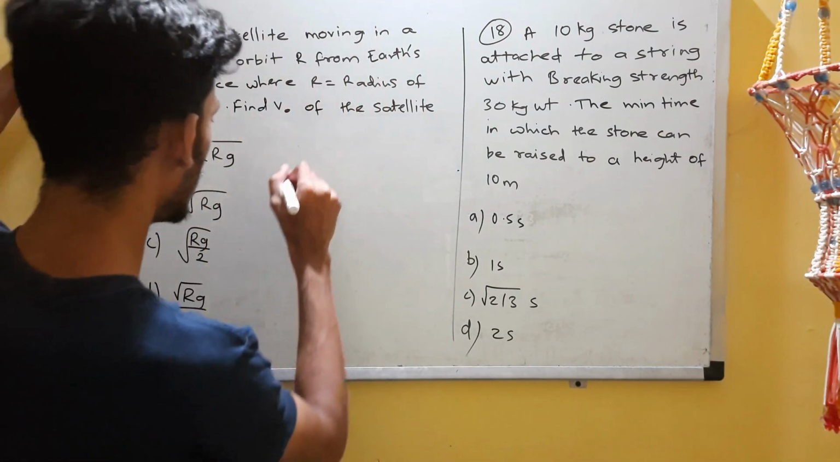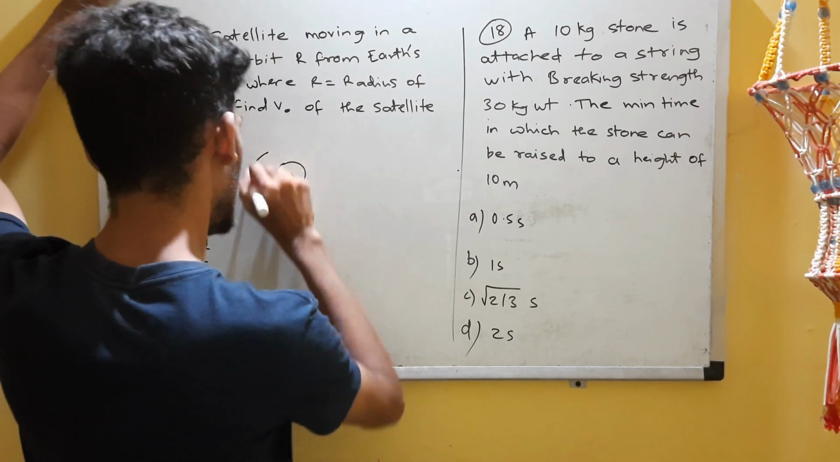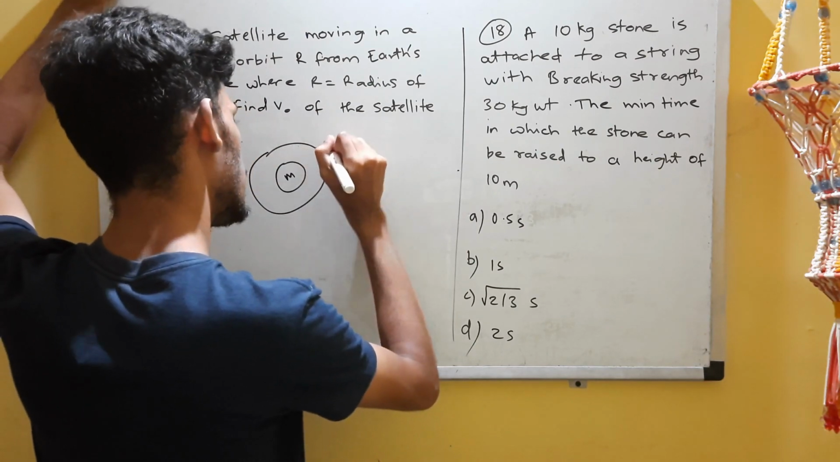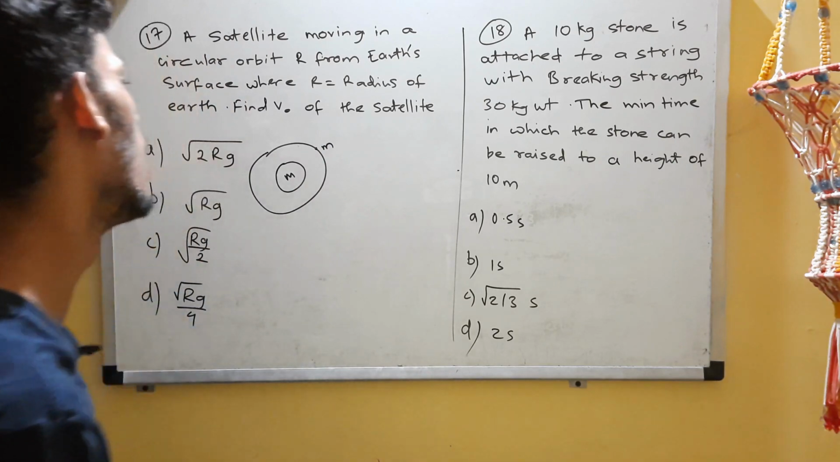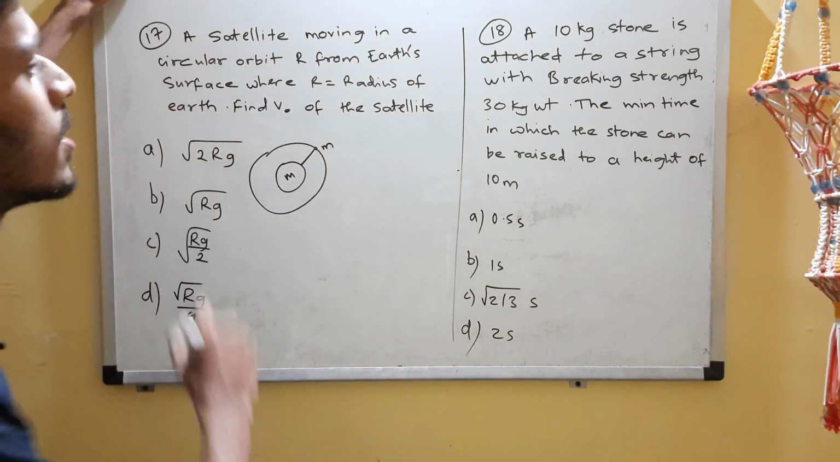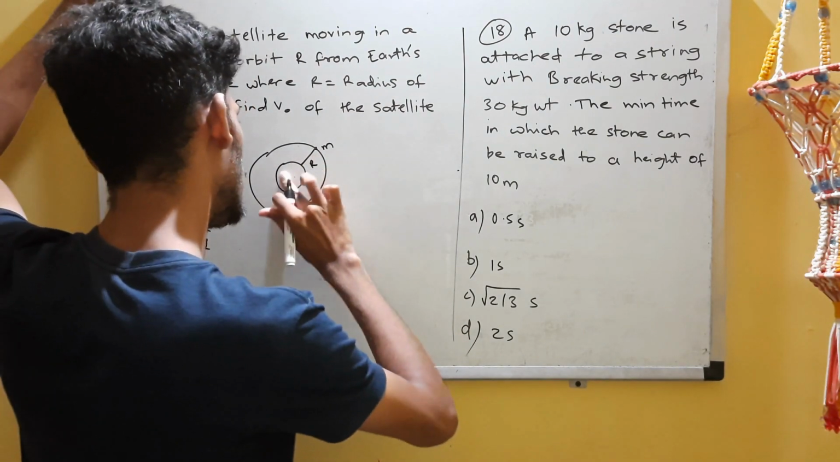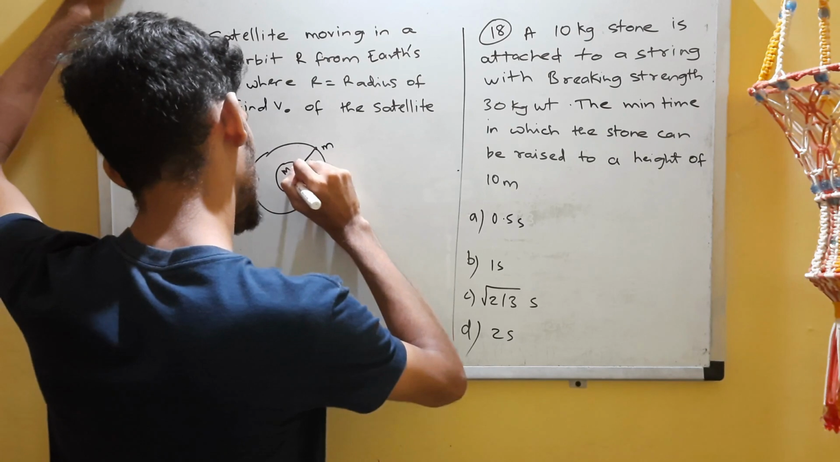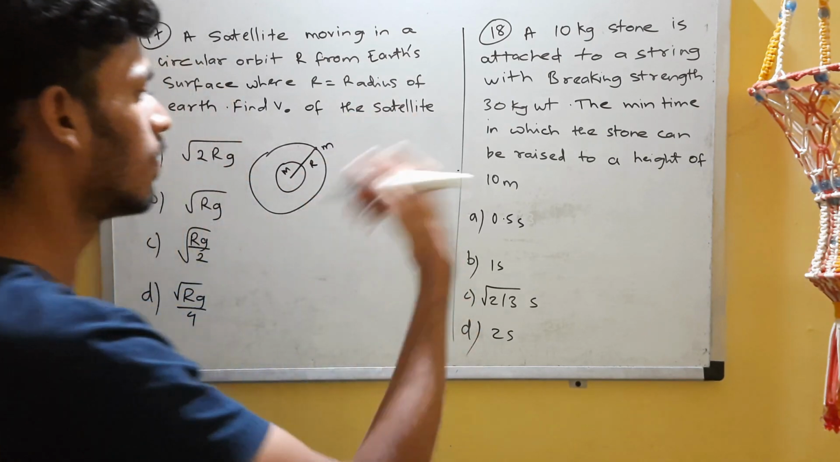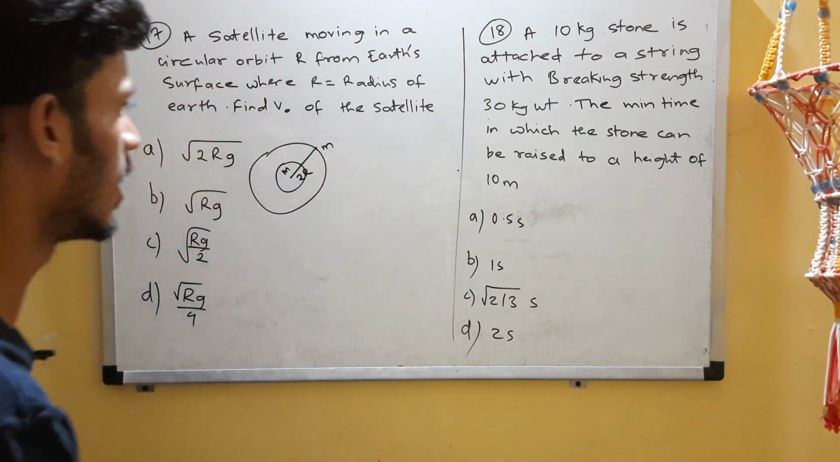Okay, let's picture the scenario first so that we don't make any mistakes. So this is earth. We have an orbit. This is our satellite, mass small m. This is at a height. Height is measured from the surface and it is at a height of r. And if you see, the distance from the center will be 2r. This distance is r and it is at a height of r, so this total distance is 2r. Keep that in mind.